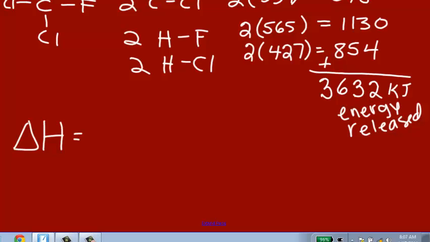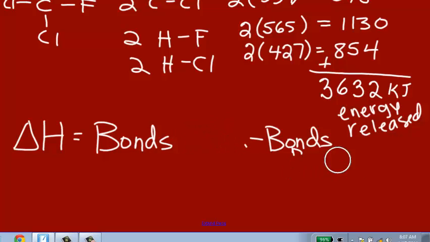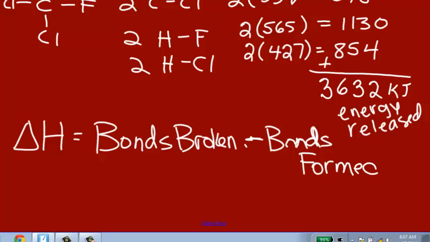So in order to get the correct sign, that's why we do it this way. We take the bonds formed minus the bonds broken. That way we get the correct sign. Bonds broken minus bonds formed. And you always do it that way. Okay, you take your reactants basically minus your products.